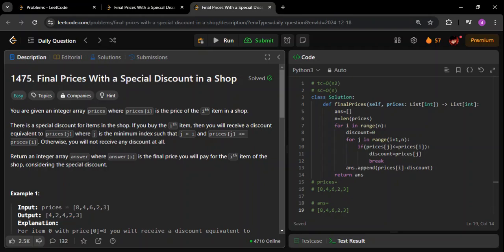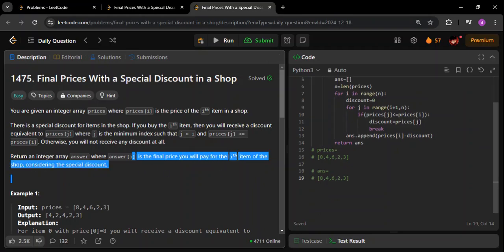You are given an integer array prices where prices[i] is the price of the ith item in the shop. Okay, there is a special discount for items in the shop. If you buy the ith item, then you will receive a discount equivalent to prices[j], where j is the minimum index such that j is greater than i and prices[j] is less than or equal to prices[i]. Otherwise, you will not receive any discount at all. Return an integer array answer where answer[i] is the final price you will pay for the ith item of the shop considering the special discount.